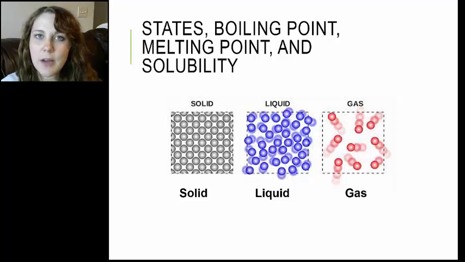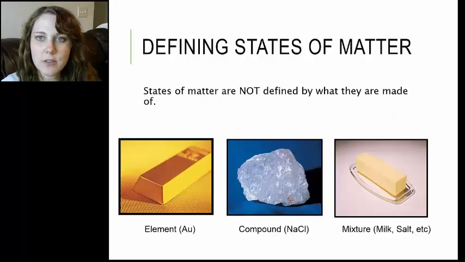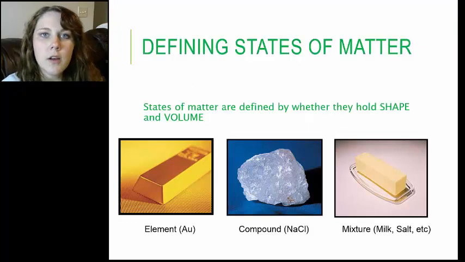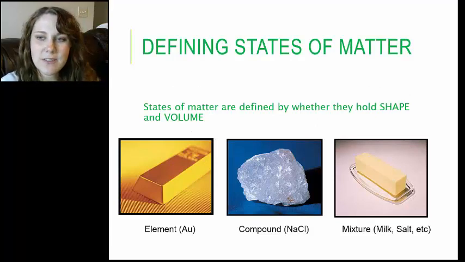With this, let's talk about how the states of matter are defined. First of all, the states of matter aren't defined by what they're made of. For example, just because it's made of gold doesn't make it a solid. Alright, let's talk about how we do define states of matter. States of matter are going to be defined by whether they hold a shape and a volume. And a solid, liquid, and gas are going to act differently when it comes to shape and volume.